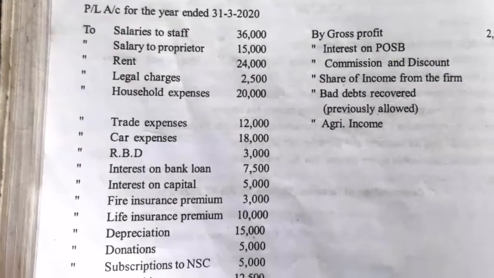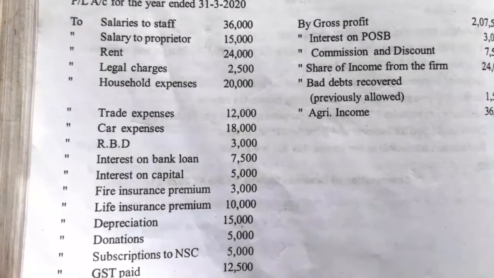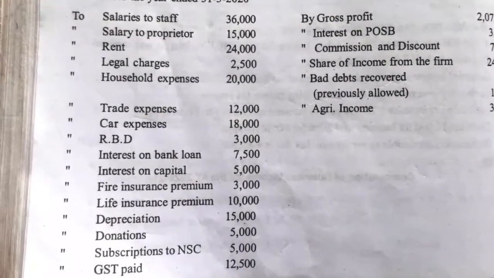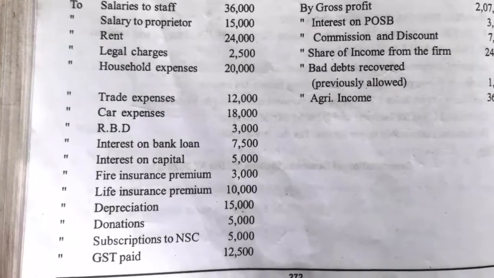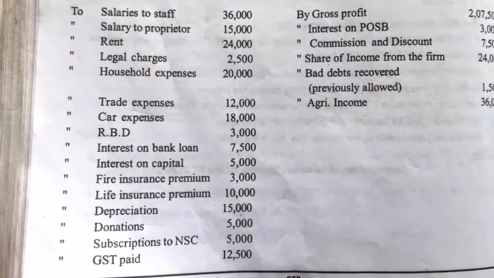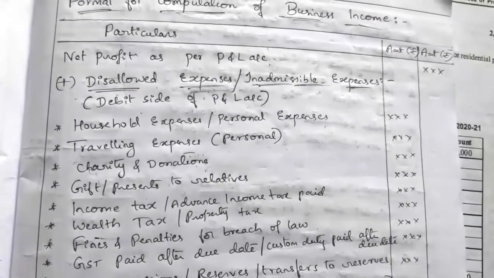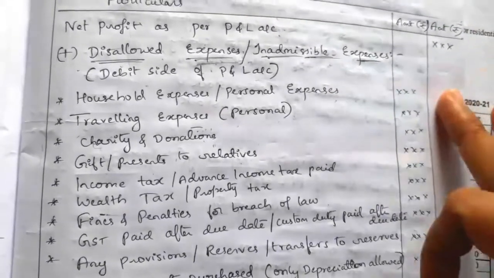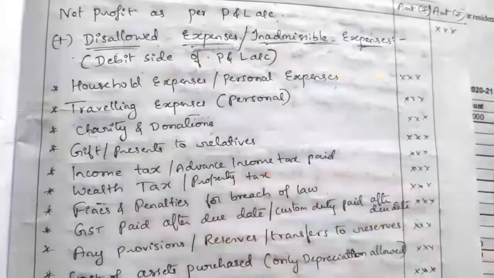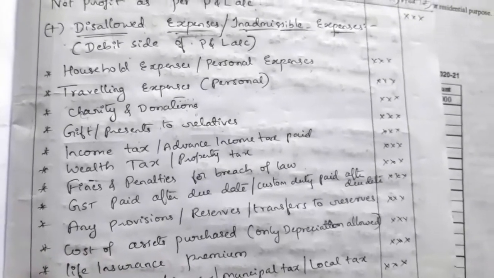So here on the debit side of the profit and loss account, we have to see which are the allowed business expenses and which are not allowed, meaning which expenses relate to business and which do not. So to compute the business income, firstly we take the net profit as per the profit and loss account. After that we add the disallowed expenses, for which we see the debit side of the profit and loss account. Disallowed expenses are nothing but the expenses not relating to business, which should be added to the net profit. So we'll see one by one.